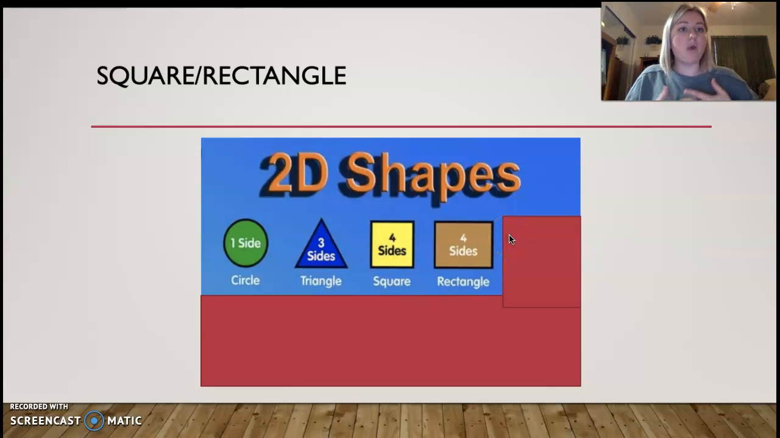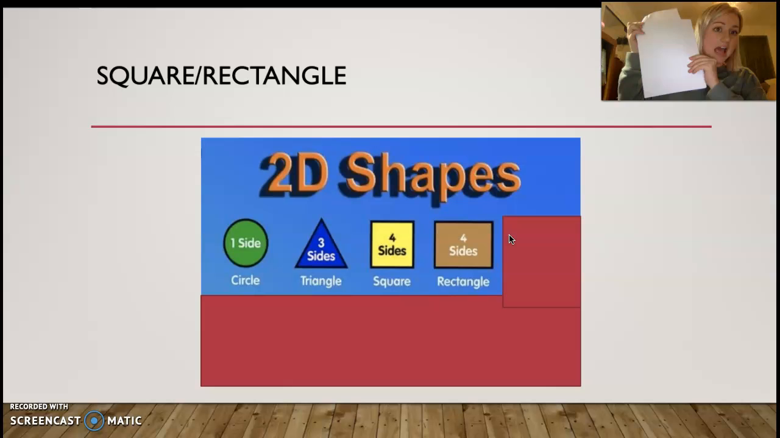Additionally, let's think about where we might see a square in our regular life. Maybe it could be on a sheet of paper, something like this that you might write on in English class. Now this has 1, 2, 3, 4 sides. Are they all equal sides? I don't think so. So that would be a rectangle.